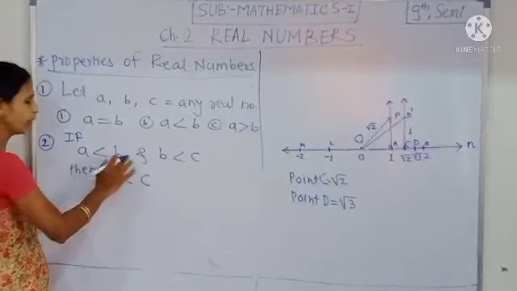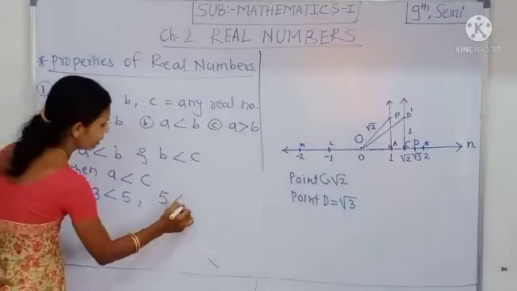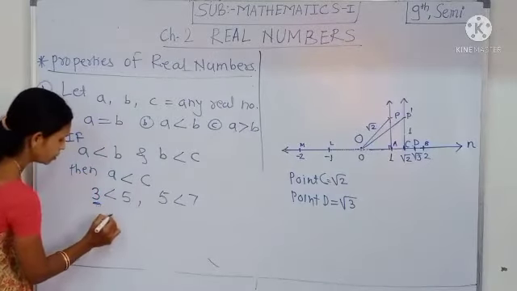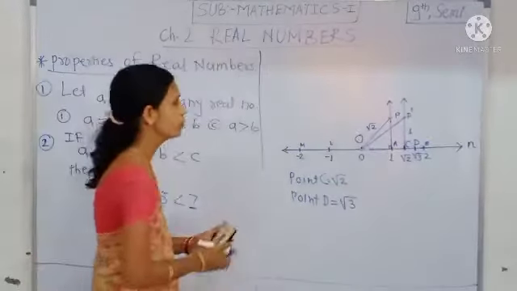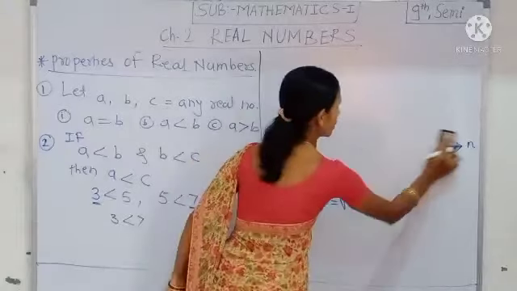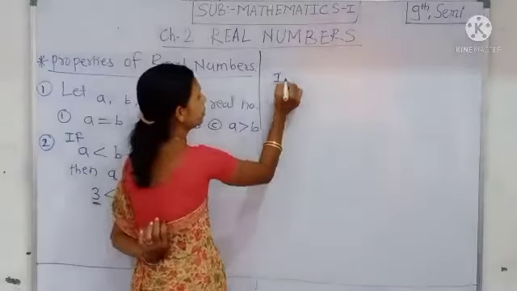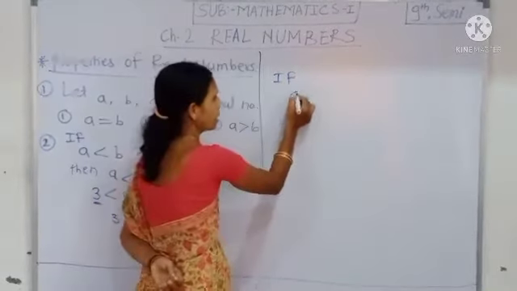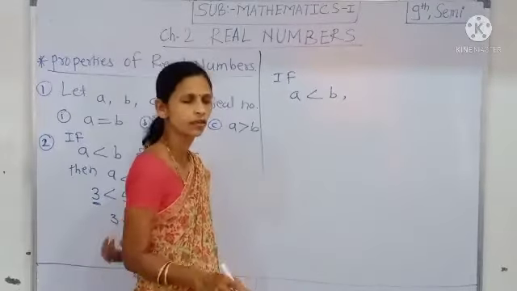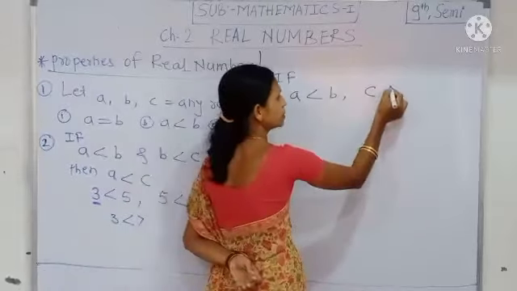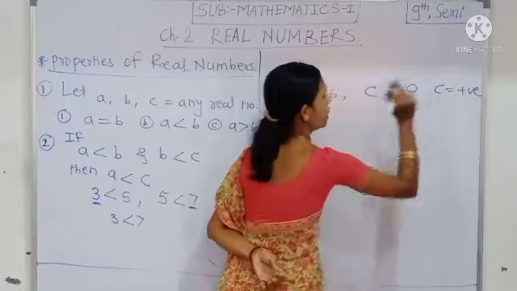We can prove that by taking an example. If 3 is less than 5, and 5 is less than 7, then 3 is less than 7. Then a few more properties which are related to real numbers. That is, the third one, see here: if A is less than B and C is greater than 0, that means C is a positive real number.